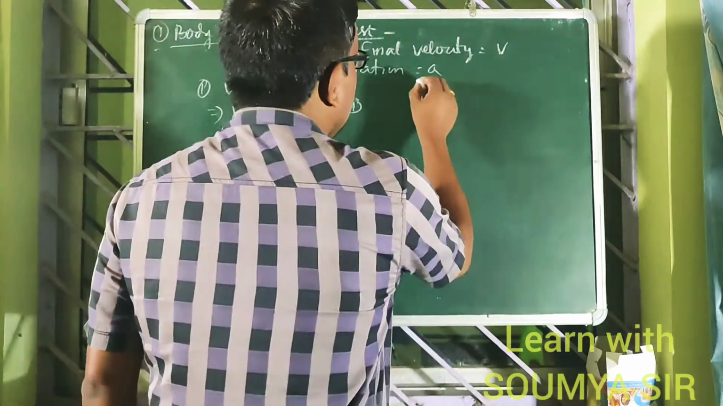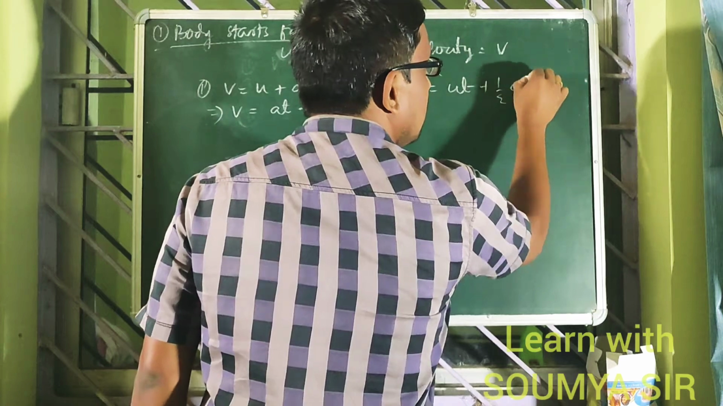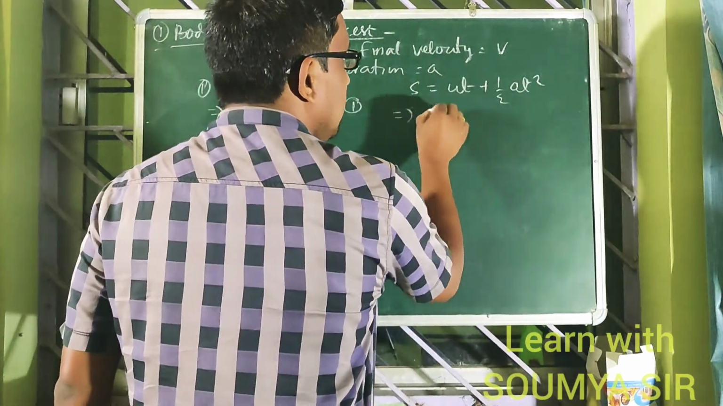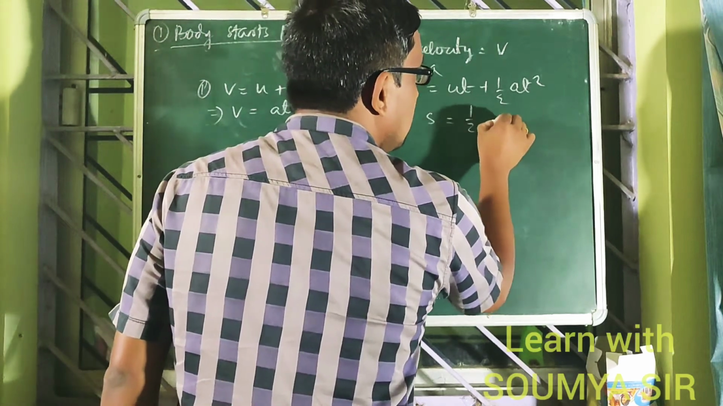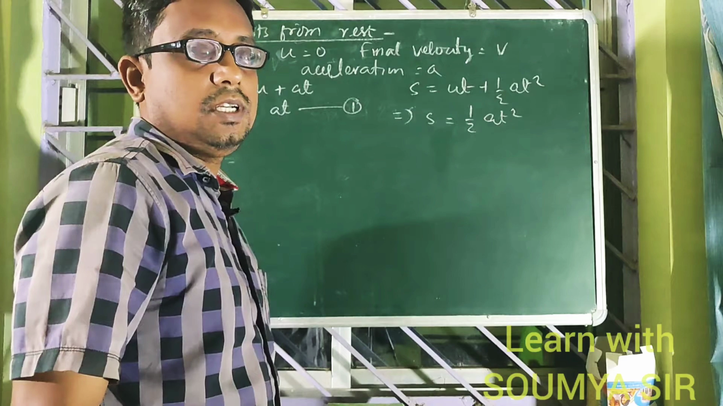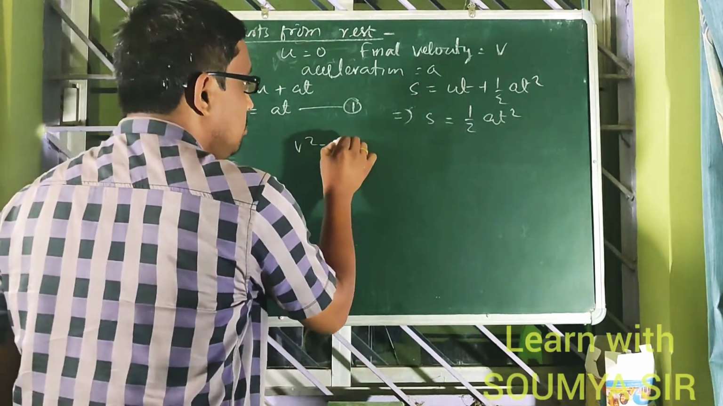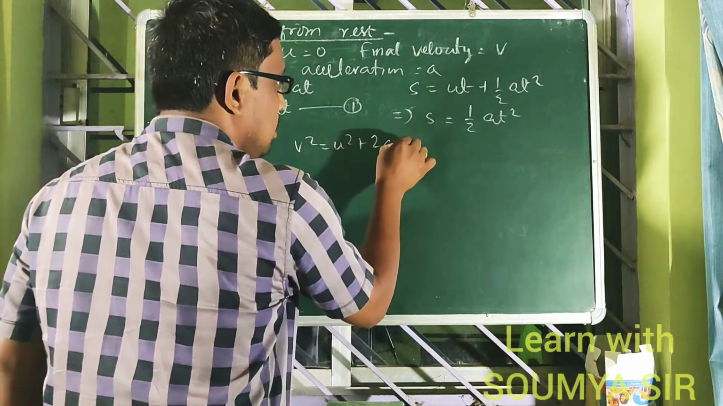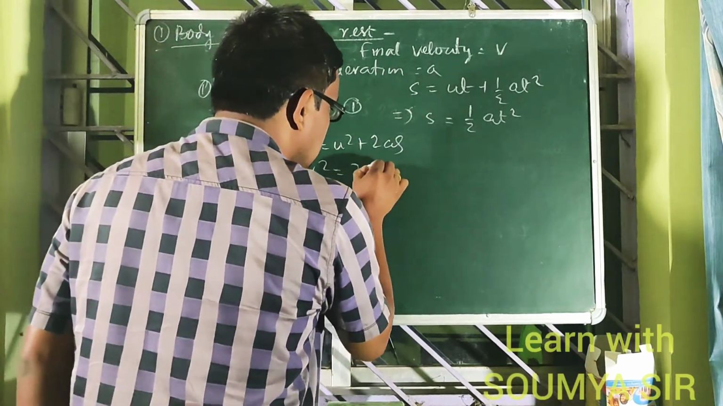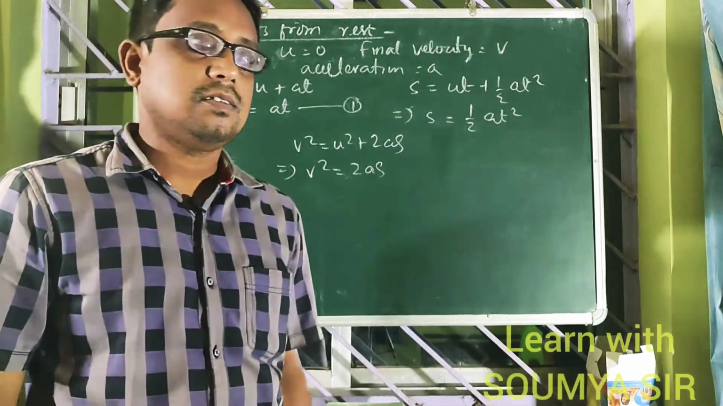Second equation, s is equal to ut plus half at square. Here u is 0, so we can write s is equal to half at square. Clear? Next, third equation, v square is equal to u square plus 2as. u is 0, so we can write v square is equal to 2as. Clear? Okay.